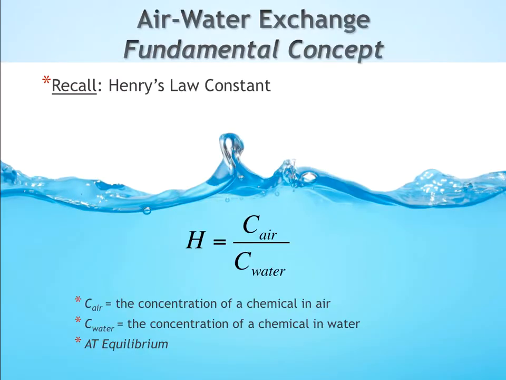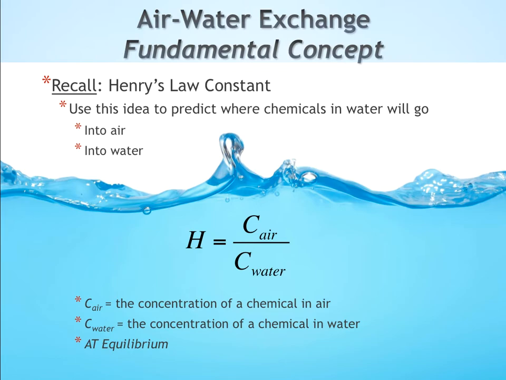So you'll recall Henry's law constant. We've already spent quite a bit of time with this constant, and here we're going to be using mostly the unitless version, as being the concentration of a chemical or pollutant in air over the concentration of a chemical or pollutant in water. And this is generally considered to be at equilibrium. And here we're going to use this idea to predict where chemicals in the water will go, whether they will go into the air or into the water. So will they transfer into the water or will they transfer out of the water?